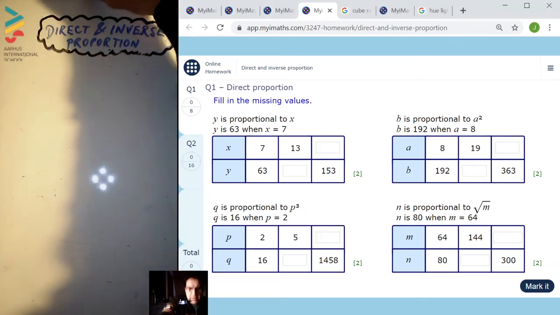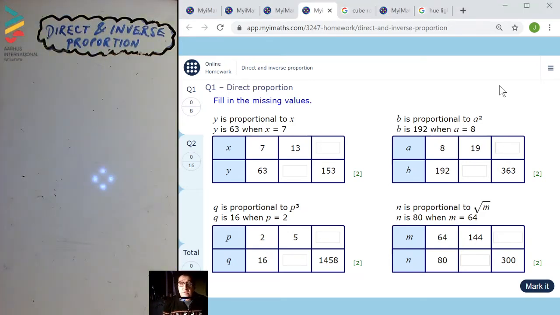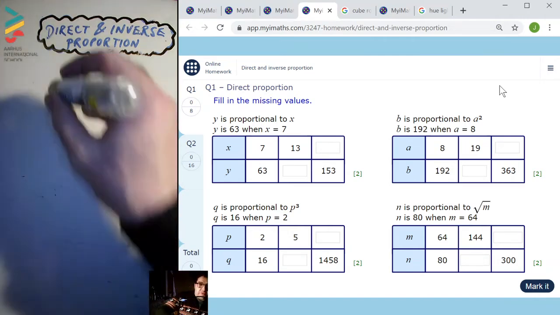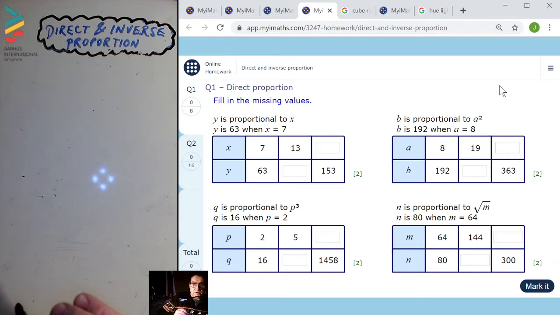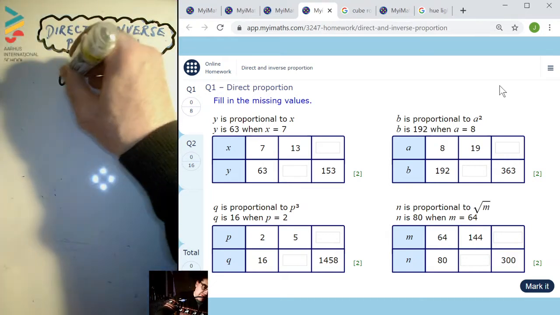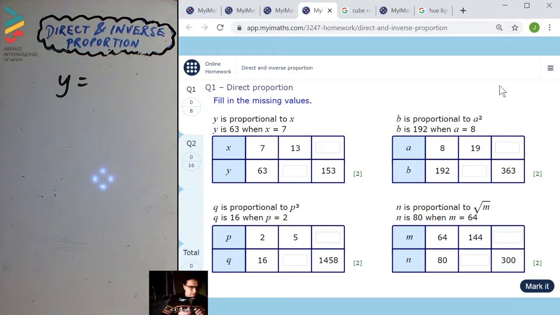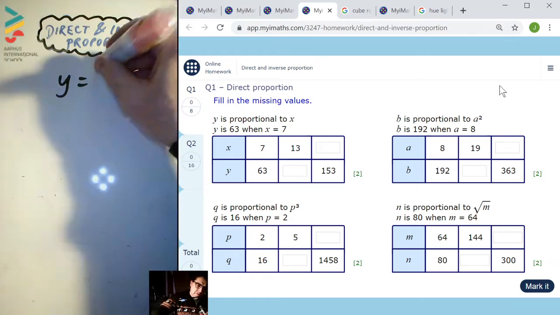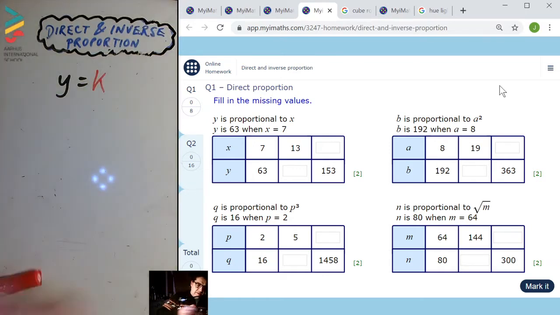So we are doing the MyiMaths exercise on direct and inverse proportion, and I'm looking at question 1, which concerns direct proportion. The first question says y is proportional to x. So what that means is y is equal to some number times x, and we've got to figure out that number, and for the purposes of that we're going to just call that number k.